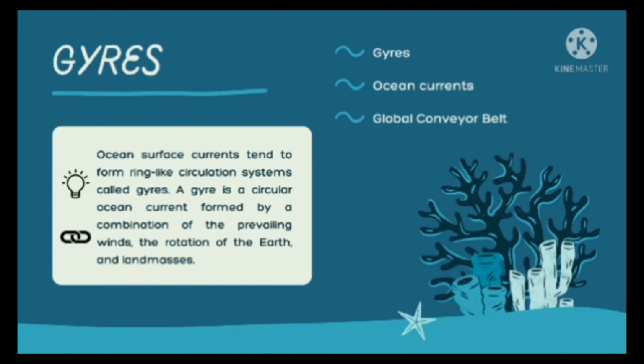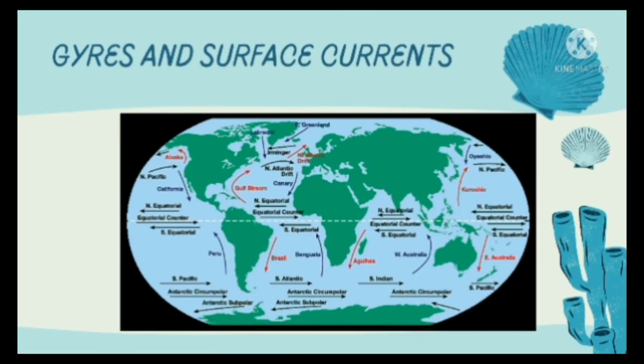These gyres are a ring-like formation of circular systems. Gyres are also caused by the prevailing winds as well as the Coriolis effect or forces. These are the gyres and the surface currents present in our planet. As we can observe, there are numerous of them, and later on we're going to explain about that.